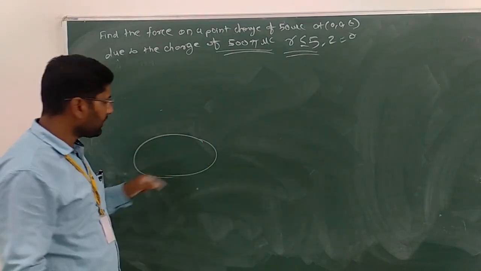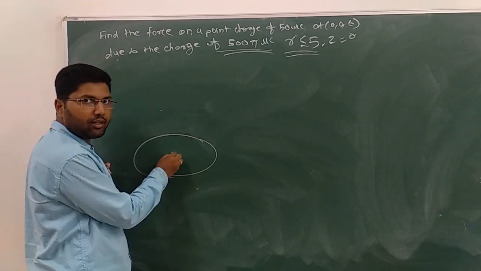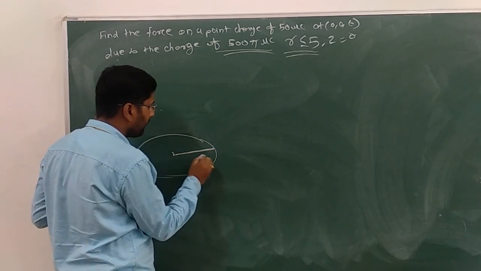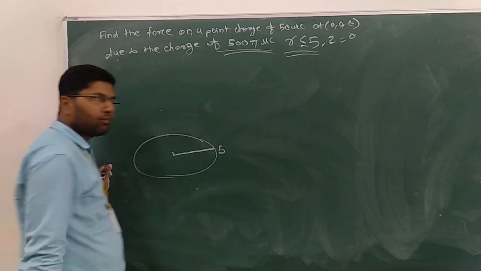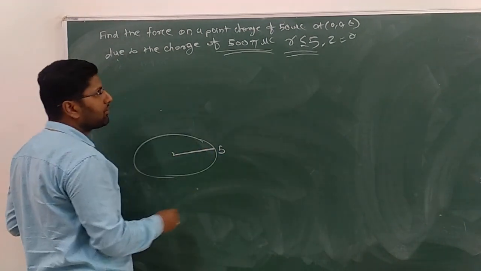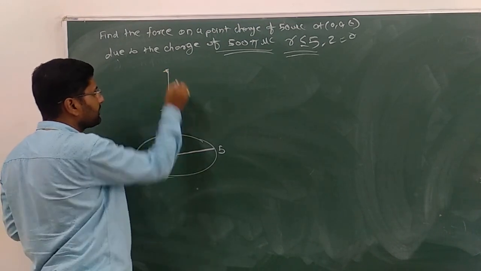Okay, so this is a circular disc, and what is the lower limit here at the center? It will be 0, and what is the maximum limit? It will be 5. Okay, so now that is the radius they have given, and this is the z axis.